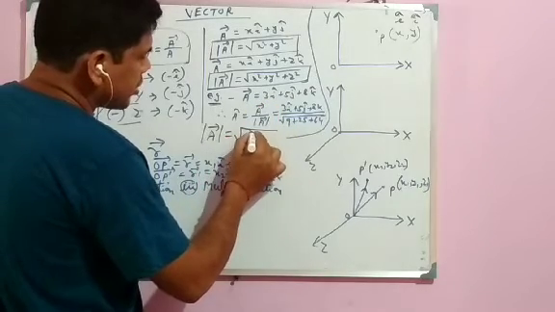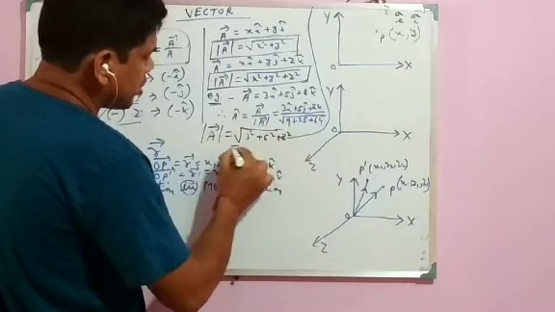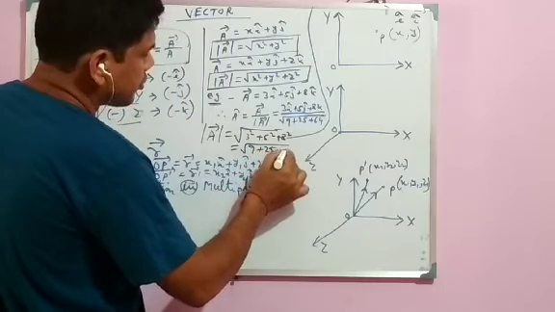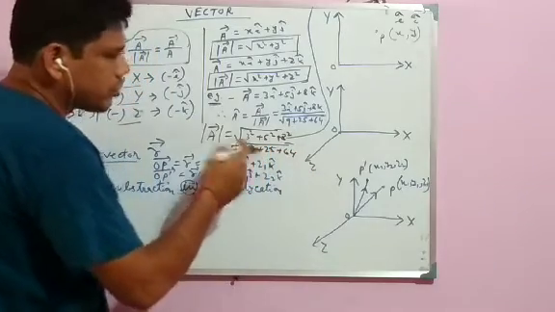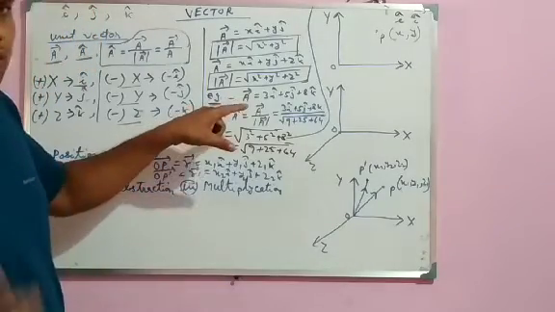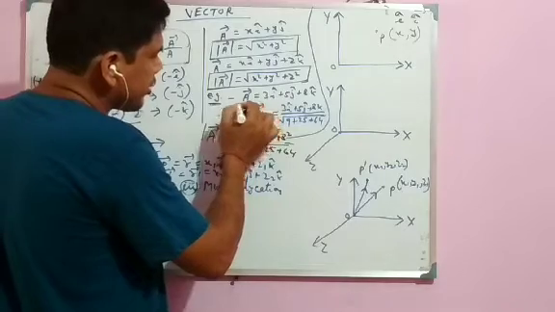It means 3 square plus 5 square plus 8 square, equal to 9 plus 25 plus 64. Just add it and you will get the modulus of vector A. Now, if in the question it is asked that you have to find the unit vector of this given vector.